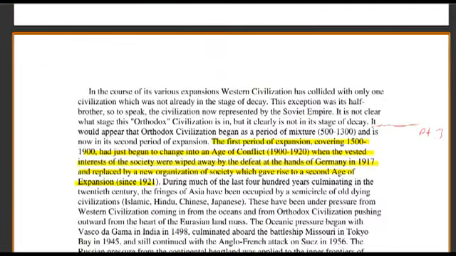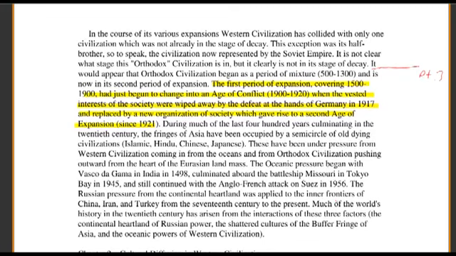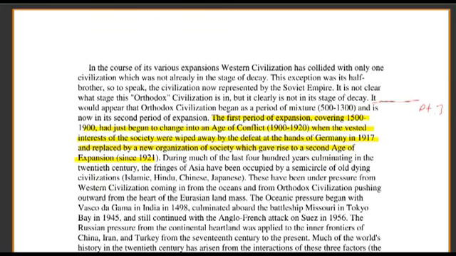We're going to theorize who is the next expanding empire. And it says in the matter of various expansions, the only society that Western civilization hasn't been able to conquer, or to that point hadn't been able to conquer, is, like you said, its twin brother, the Soviet Empire. It wasn't clear what stage the Soviet was in, but it said it wasn't in the stage of decay, and we're going to get to that.